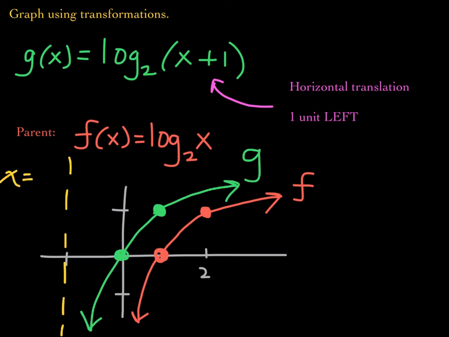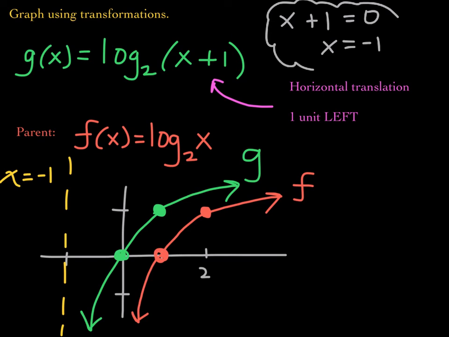Can we label our asymptote, please? By the way, if you're ever looking for the asymptote, you can always take your argument, set it equal to 0 and solve. Let me show you that. If I take my argument, set it equal to 0 and solve, you would get x equal to -1. That happens to be the vertical asymptote right there, x equal to -1.